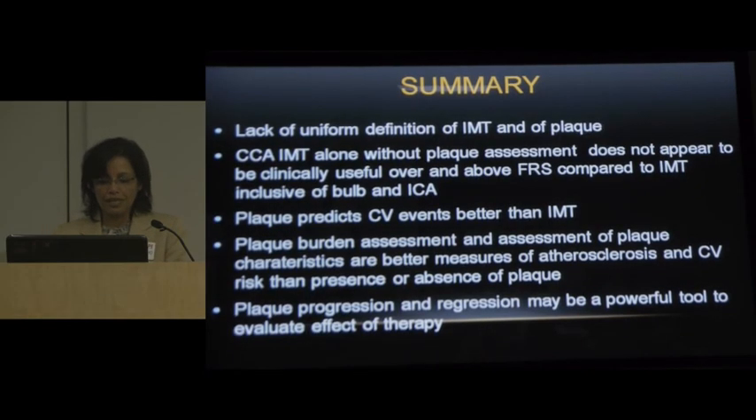So in summary, yes, we've had lack of uniform definition of IMT as well as of plaque. If we use CCA IMT alone without including the bulb and the IMT or plaque, you probably will not be using a very useful clinical marker over and above framing a risk score to predict cardiovascular risk. Plaque assessment improves cardiovascular risk assessment better. And if you were to quantify plaque with increasing sophistication, you are able to predict cardiovascular risk even better, and you also have a tool in plaque where you can actually relatively easily in an individual measure the effect of therapy and progression and regression.